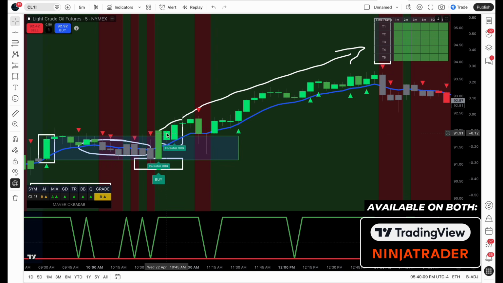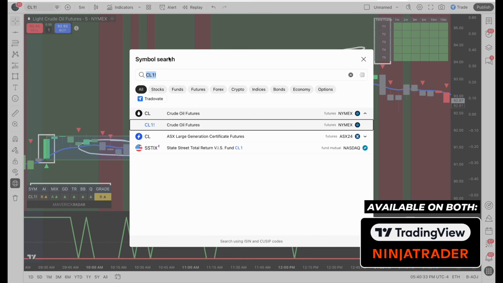So you came up, you started to come back down. If you would have paid attention to your Maverick Radar and the opening range breakout signal, you probably would have gotten into this candle and just taken it to the house. So yeah, pretty awesome. Very, very cool. It doesn't matter if you're trading futures, crypto, stocks.